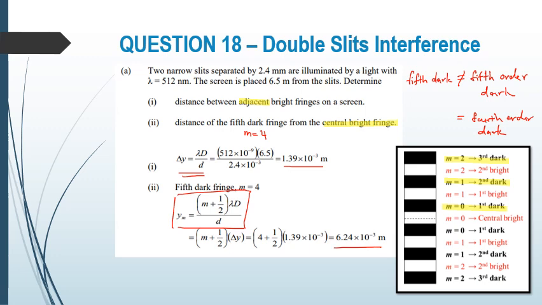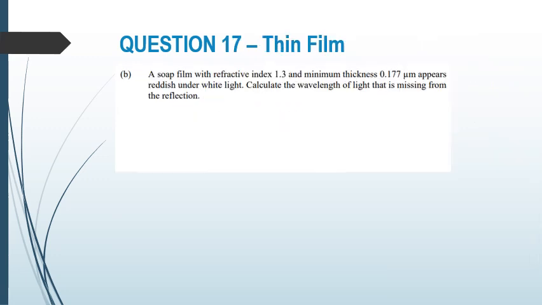Okay, 6.24 times 10 to the power of negative 3 meter. So that is the final answer for question 18. So we are done with interference through double slit. Now let's look at interference of thin film.